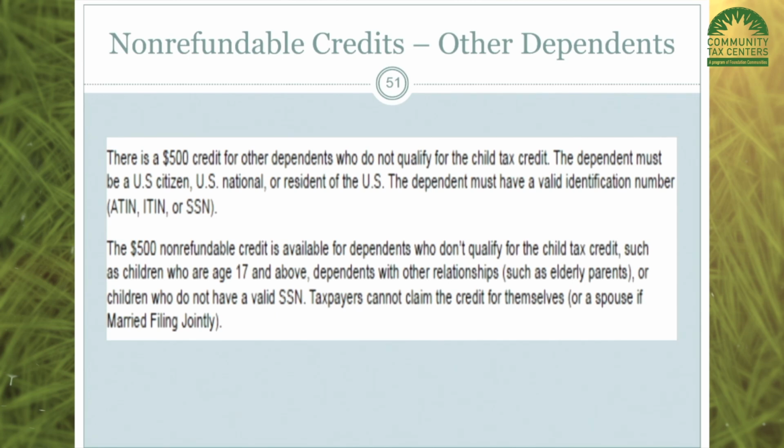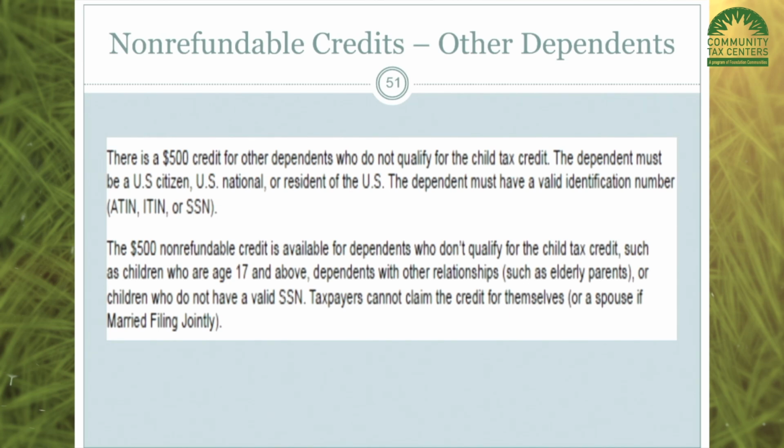Remember, child tax credit, they can only have a social. This one, they can have a social, I-10 number. We don't really do anyone with the A-10 or haven't seen that one. That's for like adopted individuals where they're assigned a number. But this one, you can have an I-10 number or a social. The $500 refundable credit is available for dependents who don't qualify for the child tax credit, such as children who are 17 and above.